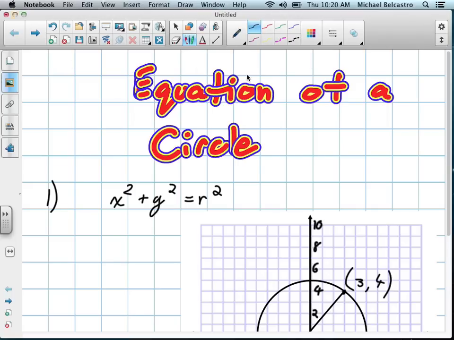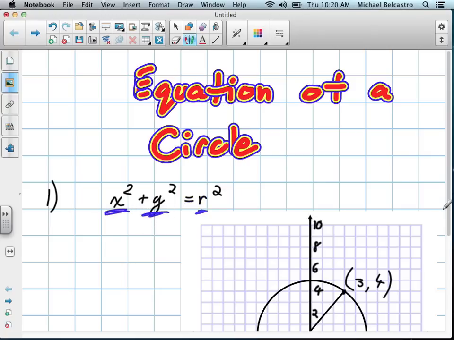So we're going to go over an equation of a circle. This is the equation you have. Whatever x value you have, you square it, plus whatever y value you have, you square it. And that would be equal to r squared. Who knows what r stands for? Radius. So what they're saying is the radius of a circle squared is equal to this equation.